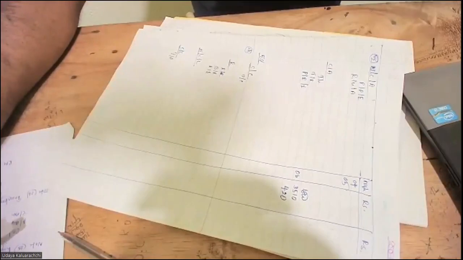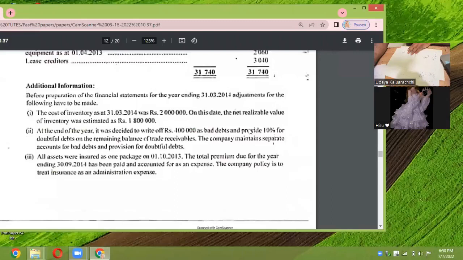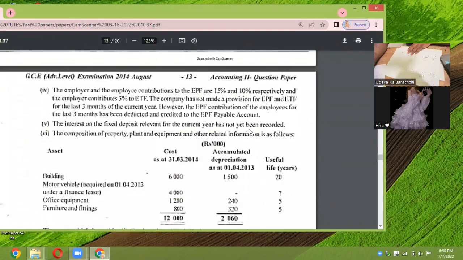Then adjustment number 3. No, adjustment number 4.